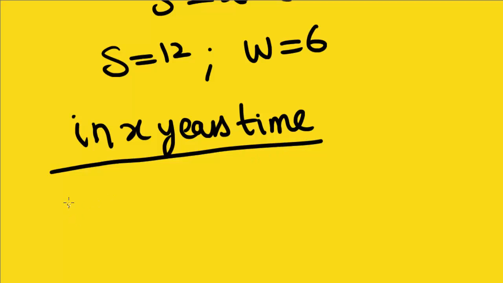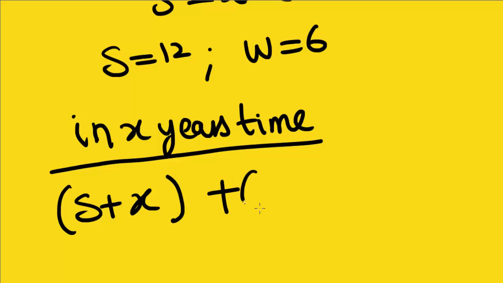In X years time, Sonny's age is going to be S plus X. So think of it this way. If you're 16 years now, in 2 years time, you'll be 18, so you do 16 plus 2. So in X years time, if you're S years of age now, you'll be S plus X years old.